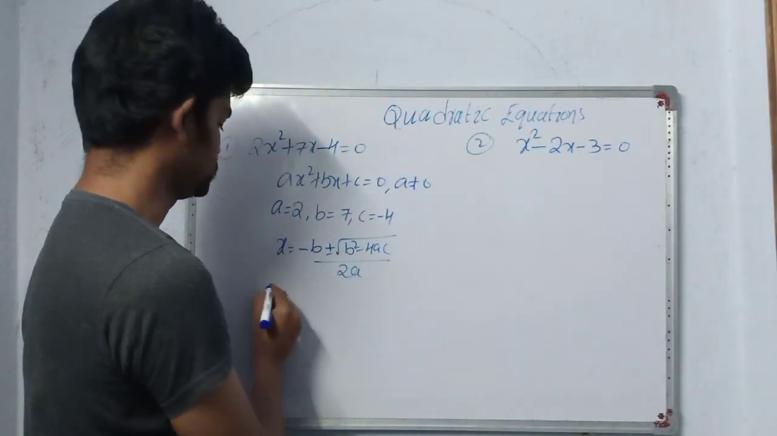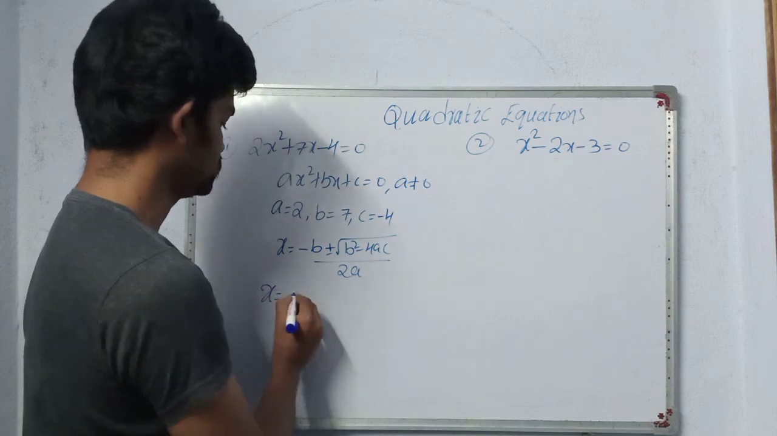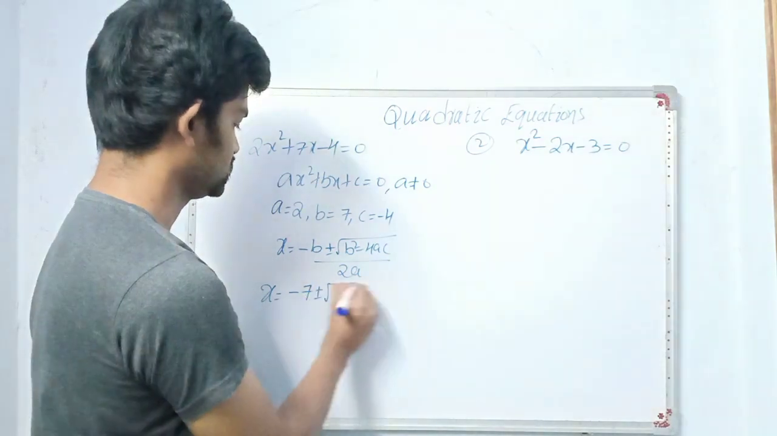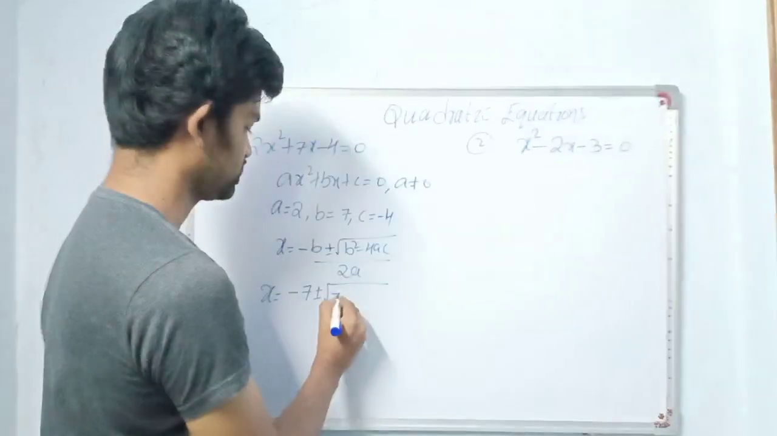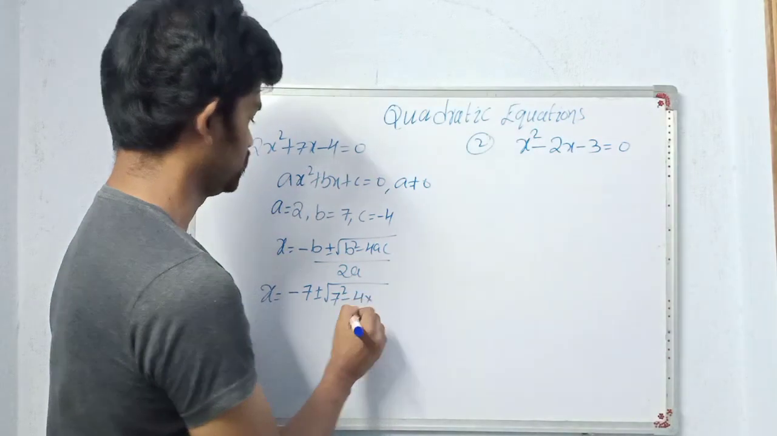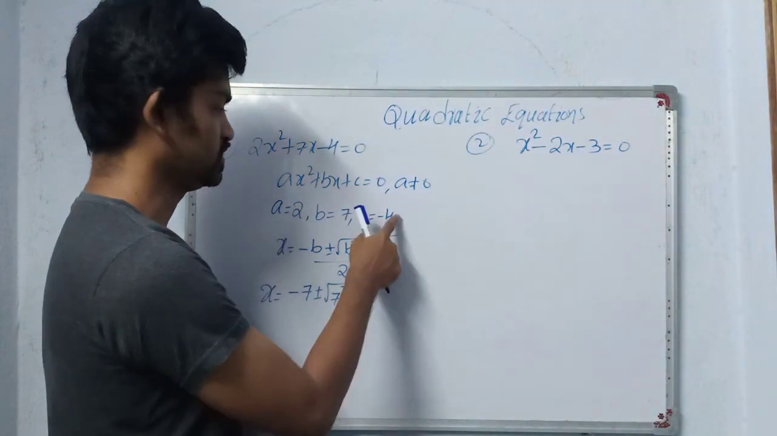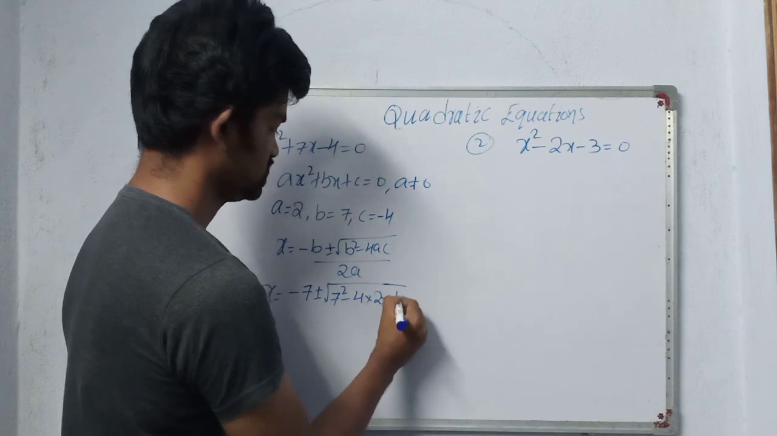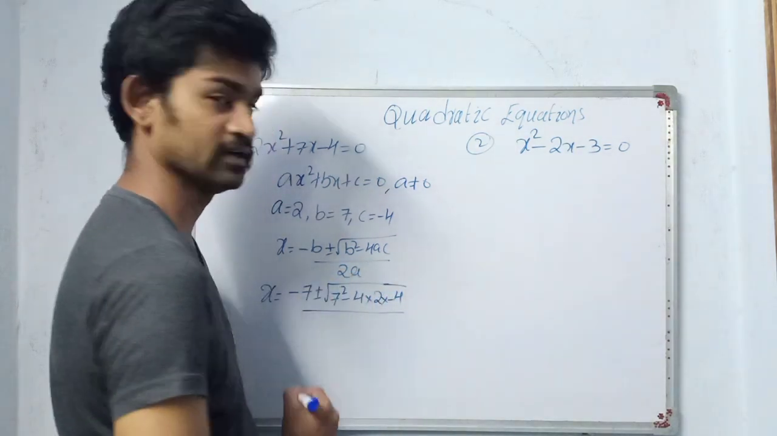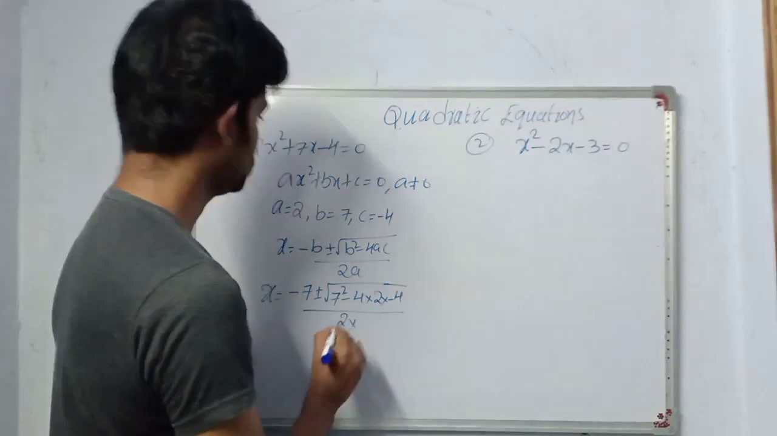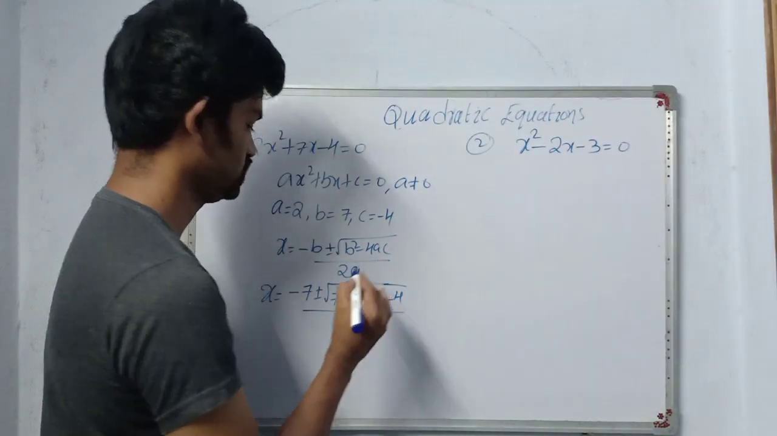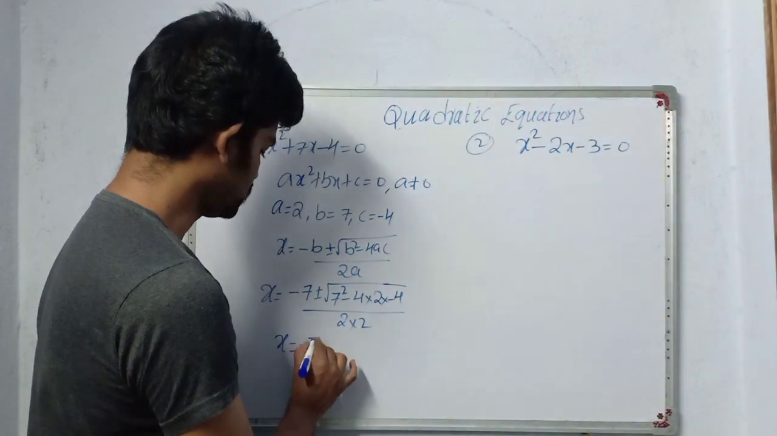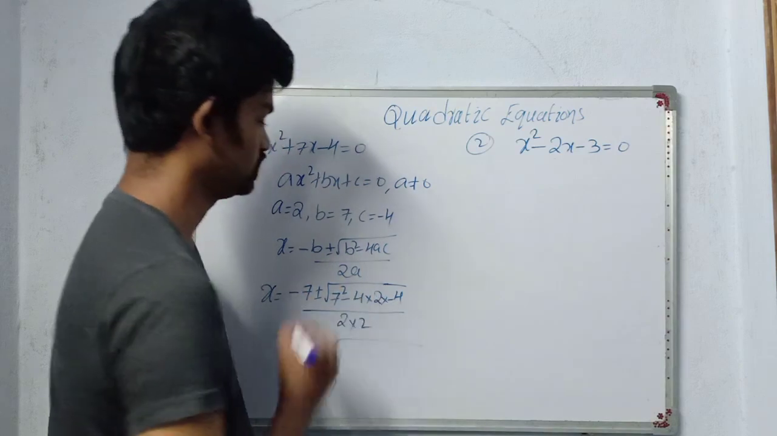Just substitute these values here. x is equals to minus b. So b value is 7. So minus 7 plus or minus b square is 7 square minus 4 into a. A is 2 and c is minus 4, divided by 2 into a. How much again? 2. So this is substitution. Now we have to just calculate it.